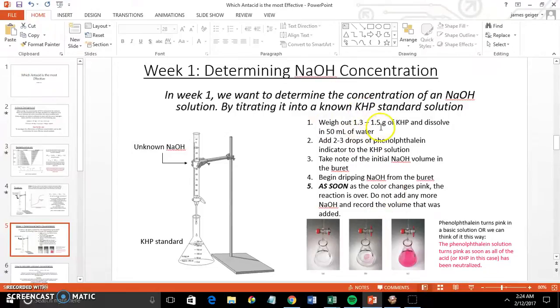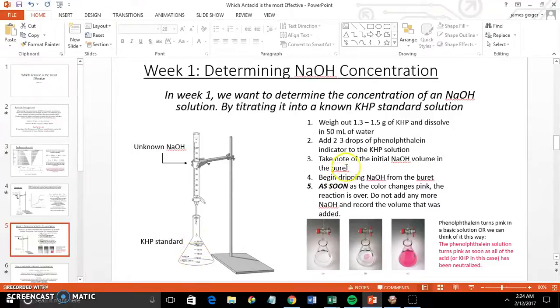You're going to weigh out 1.3 to 1.5 grams of KHP and dissolve it in about 15 mLs of water. And you're going to want that water boiling, but we'll talk about that in class. Then you're going to add 2 to 3 drops of phenolphthalein, which we've used before. We're going to add that to this KHP solution.